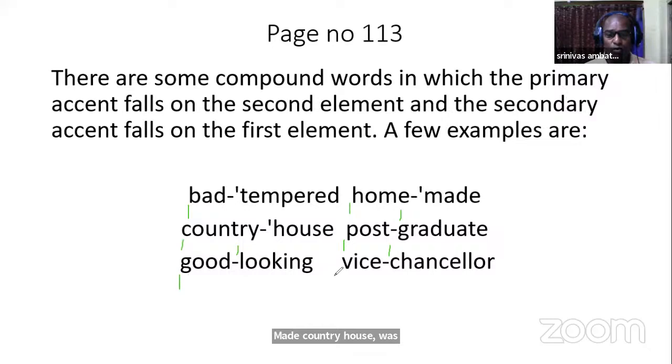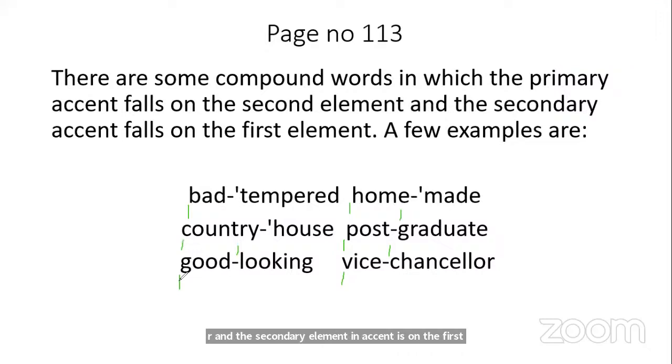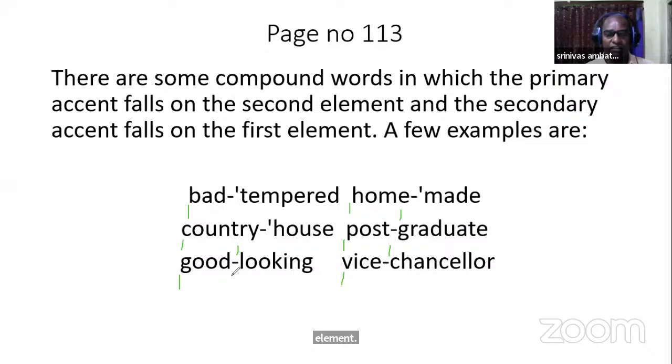Why? You are giving secondary as accent. That is secondary. Okay. Primary is on the second element, and the secondary accent is on the first element. Because see, if I say she's good looking, the stress is on this looking element. Suppose if you have a doubt about her good looking, you'll say good looking. So your primary accent shifts to good. It depends on the tone. It changes. Okay.